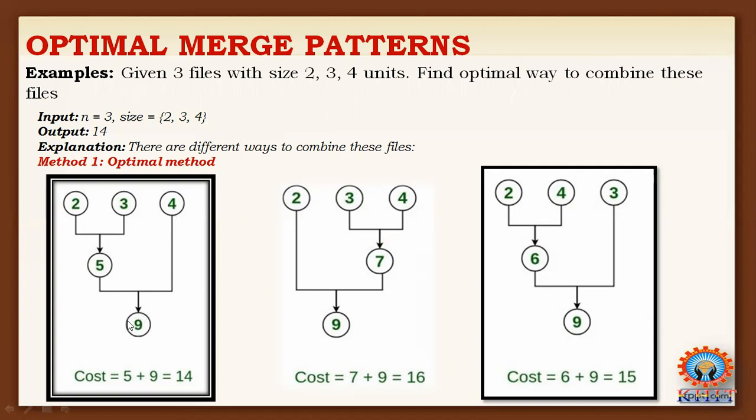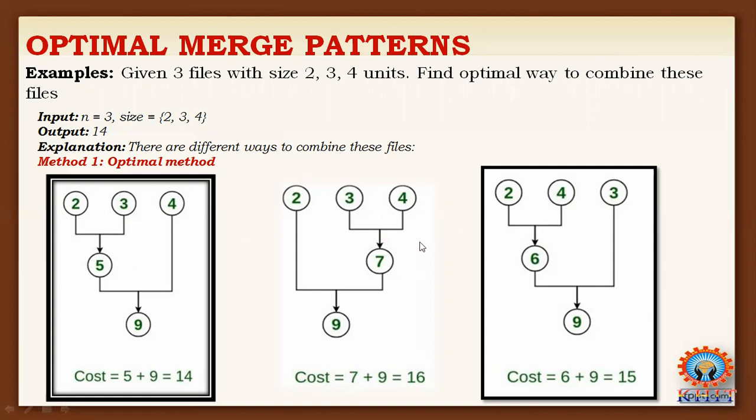But here I need to find out the total number of comparisons required to merge the given files. You just need to add the generated files' weightage. Here this is the merged file weightage, that is 5, and this is the merged file weightage, and the total number of comparisons required is 14. So in this way we can find the solution.